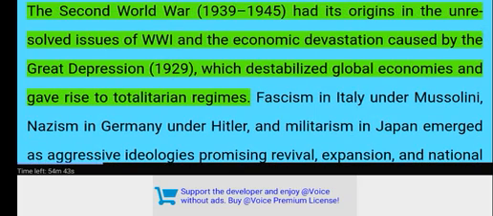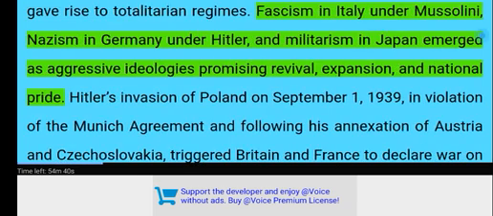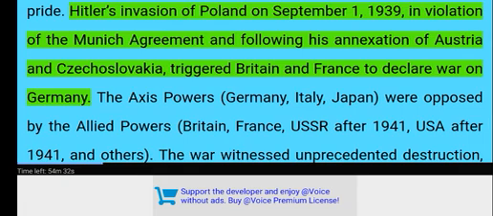The Second World War, 1939-1945, had its origins in the unresolved issues of World War I and the economic devastation caused by the Great Depression of 1929, which destabilized global economies and gave rise to totalitarian regimes. Fascism in Italy under Mussolini, Nazism in Germany under Hitler, and militarism in Japan emerged as aggressive ideologies promising revival, expansion, and national pride. Hitler's invasion of Poland on September 1, 1939, in violation of the Munich Agreement and following his annexation of Austria and Czechoslovakia, triggered Britain and France to declare war on Germany.